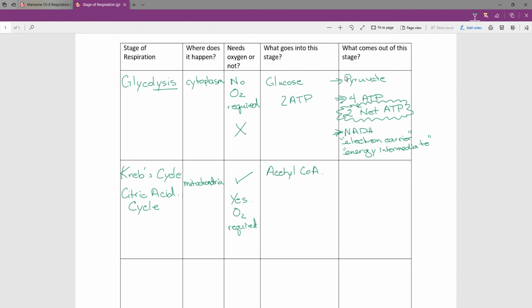So what comes out of this stage? Well, we're going to have carbon dioxide come out of it. We're going to have the NADH or the FADH2. And you can think of them that way. You should also remember their role, that they are the electron carriers, or the energy intermediates. And the real reason we're doing this cellular respiration is we're going to get 2 ATP. And again, it's one from each cycle because we have 2 cycles going on from one molecule of glucose.